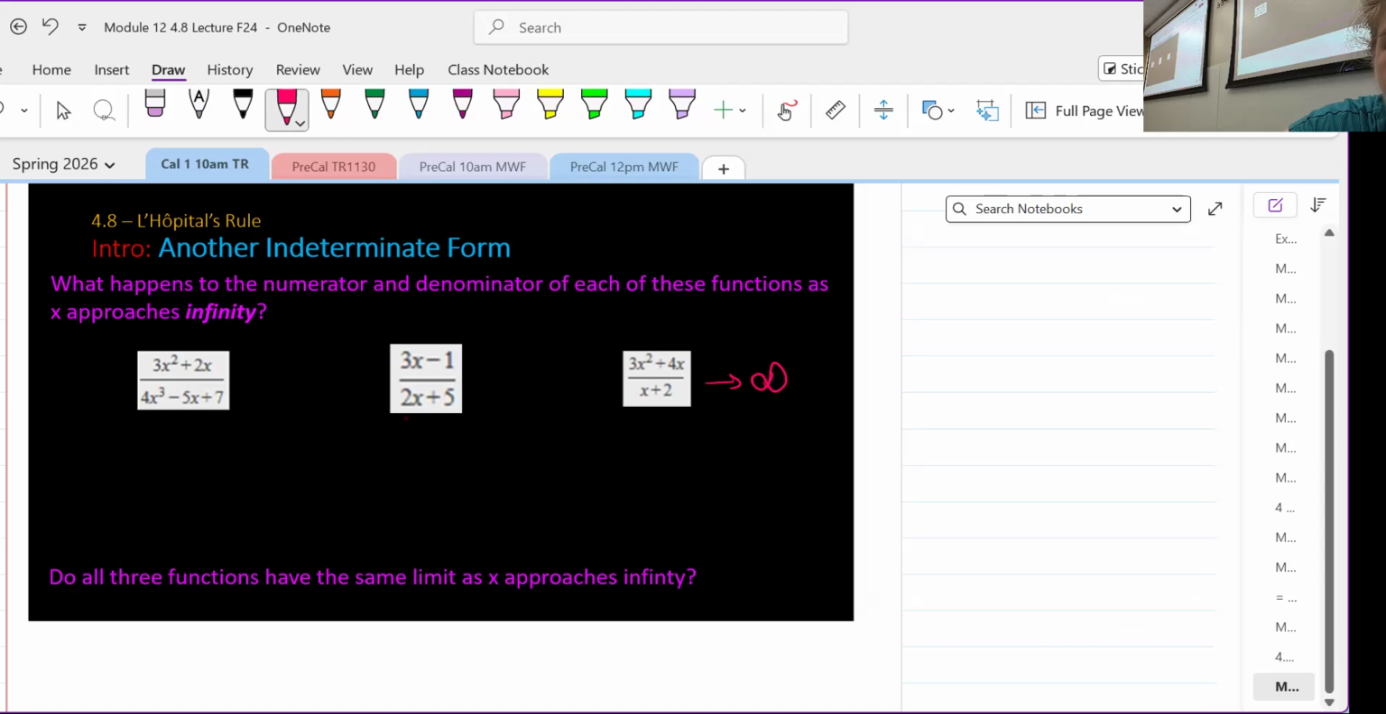Our middle one, the degrees of the top and the bottom are the same. So this limit actually approaches 3/2. And our other one, the x cubed on the bottom is the biggest term. So that means this one overall approaches 0. So they have completely different values as x approaches infinity.